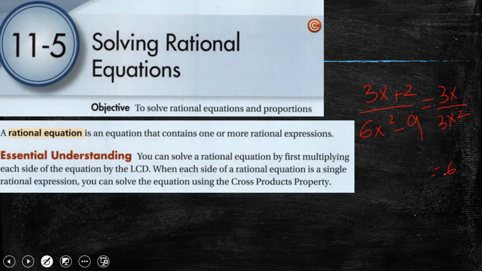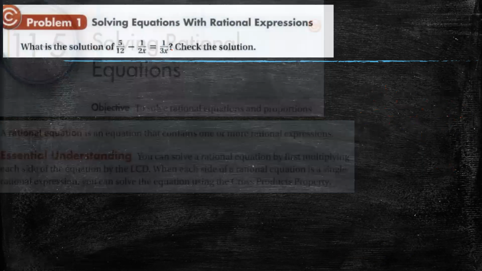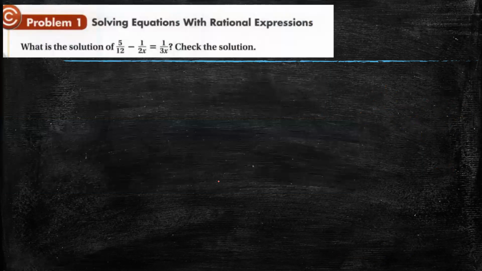Now, how do we solve it? To solve it, you first multiply each side by the least common denominator. When you multiply, you solve using the cross product property. Let's see what I mean. Let's start now with this problem here.